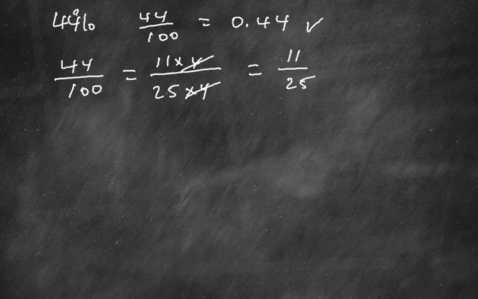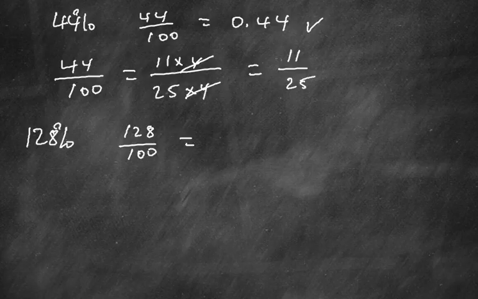If I have 128%, in decimals, it is 128 over 100. Move the decimal 2 to the left, it is 1.28. This is 128% in decimals.